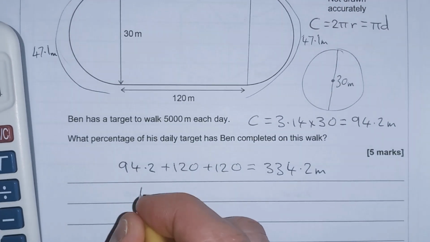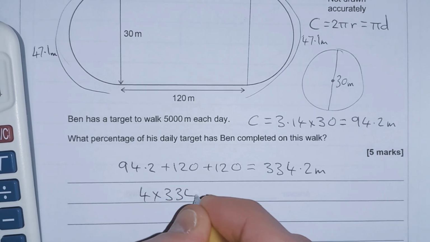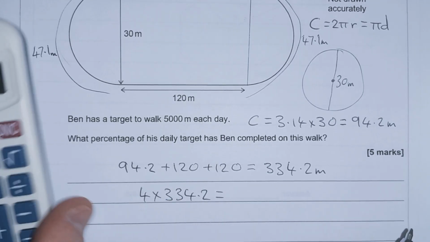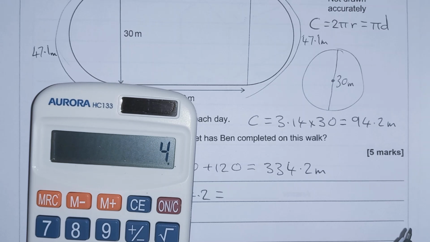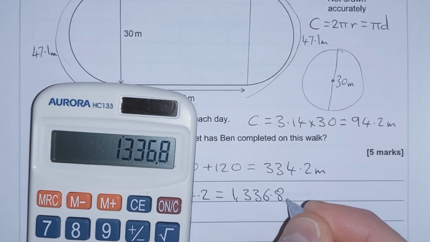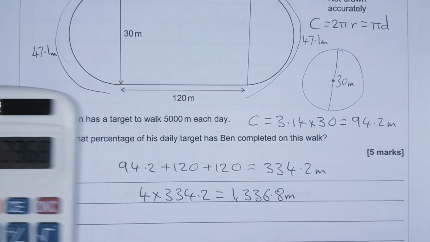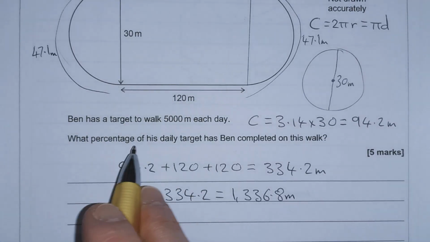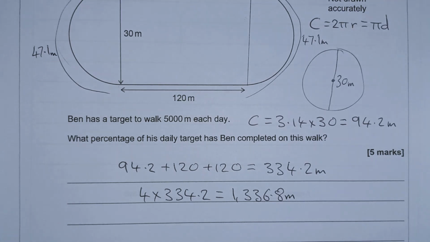Right, now we don't want to forget that they walk 4 laps. So we want 4 times 334.2, which is 1,336.8 metres.